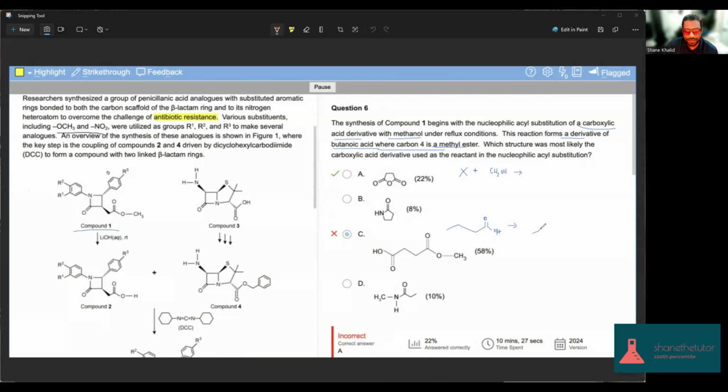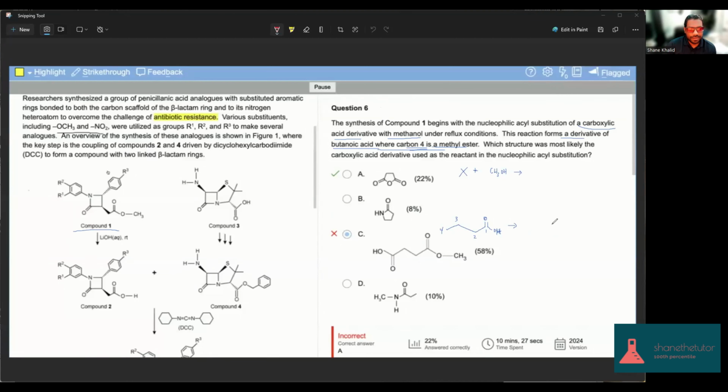So I mistakenly put that as this, replacing the carboxylic acid OH group with the methoxide group. But they're telling us carbon 4 is the methyl ester. So if we numbered these carbons, this carbon at the end is the fourth carbon, and that's the carbon that should get the ester group attached to it.